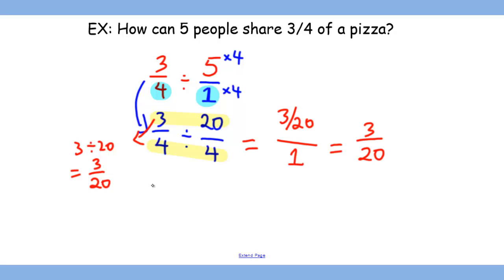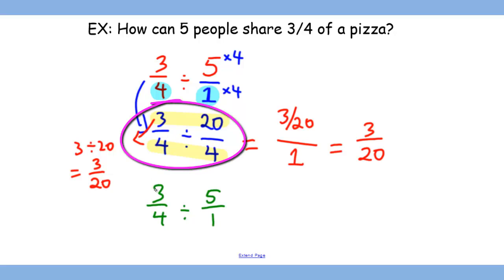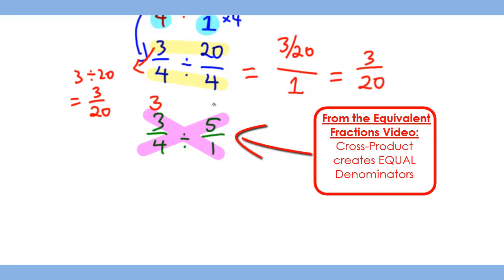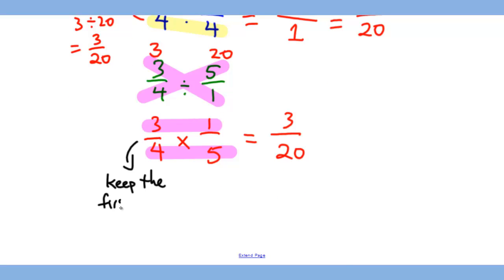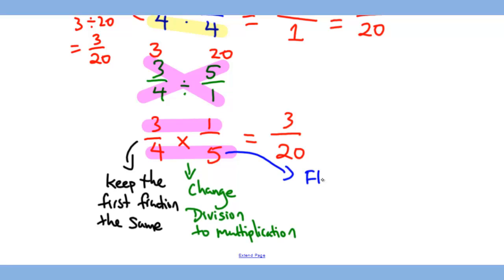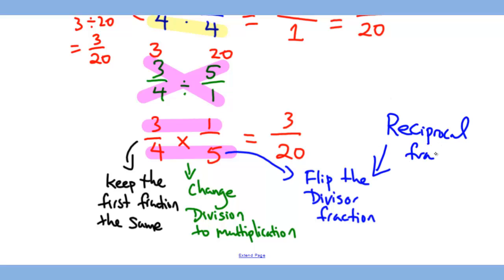Let's take a look at this. The original question is 3/4 divided by 5/1, which, if you observe carefully, to get the above expression, you're basically multiplying 3 with 1 and 5 with 4, which will give you 3 and 20 right here. So this basically means I can do 3/4 times 1/5, and I would get the same answer, which is 3/20. And what we just did was to keep the first fraction the same, change division to multiplication, and flip the divisor fraction, which we can also call flipping it to the reciprocal fraction.